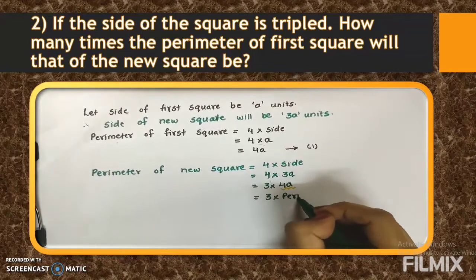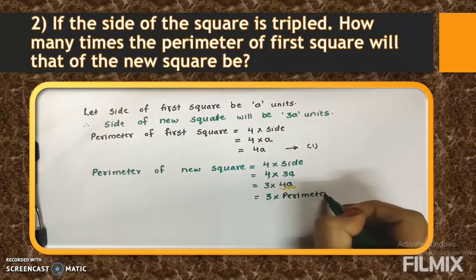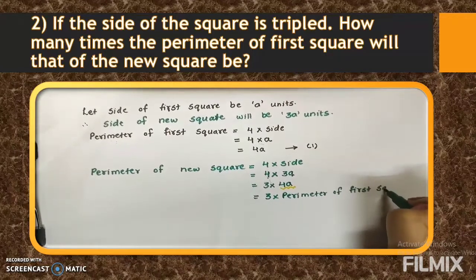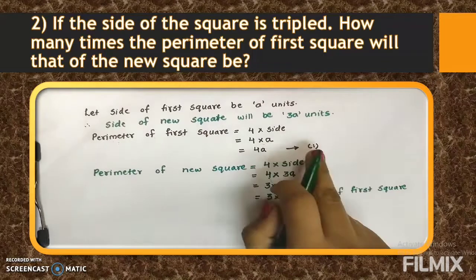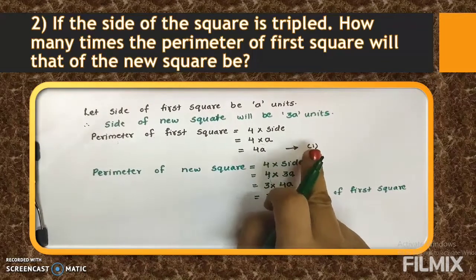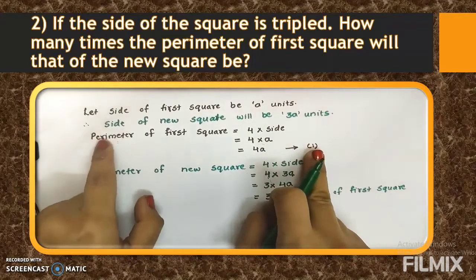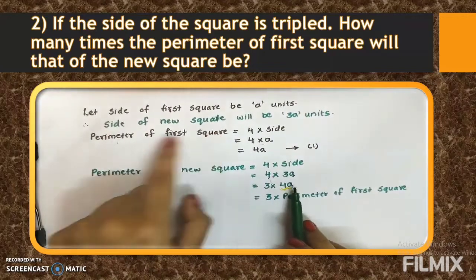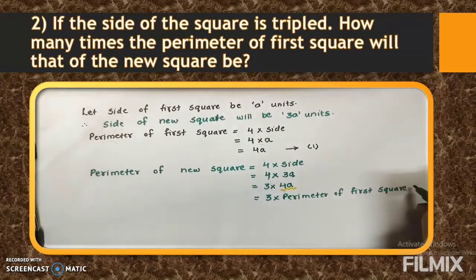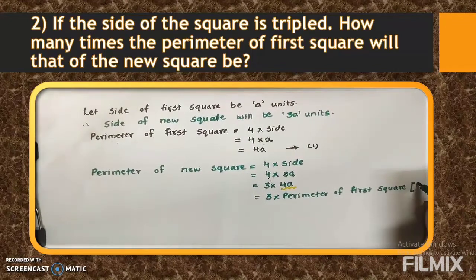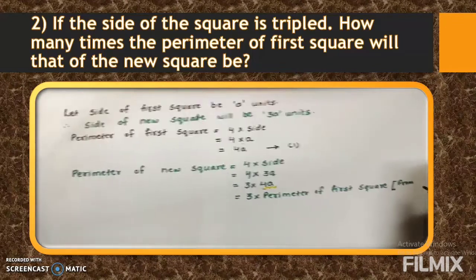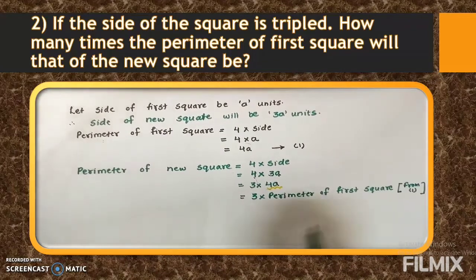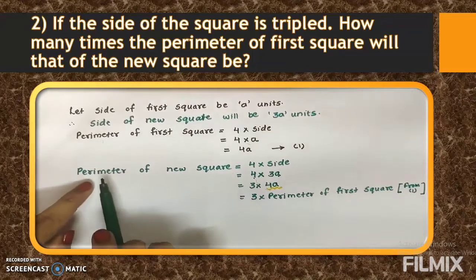So here we will write perimeter of first square. Now, where did we write this from? We wrote this from equation number 1. Equation number 1 shows that the perimeter of first square is equal to 4A. So for 4A we wrote perimeter of square. So in brackets we will write from 1. Clear?